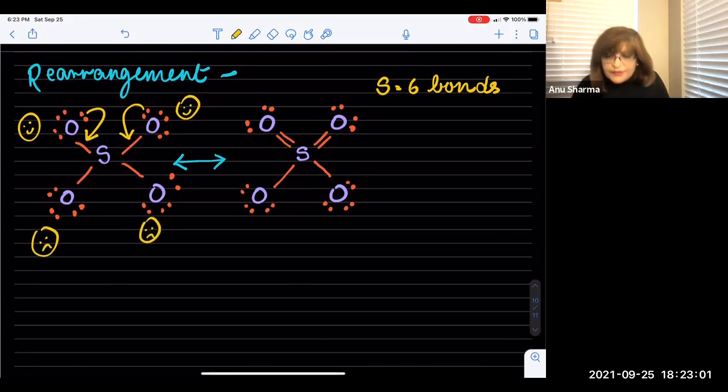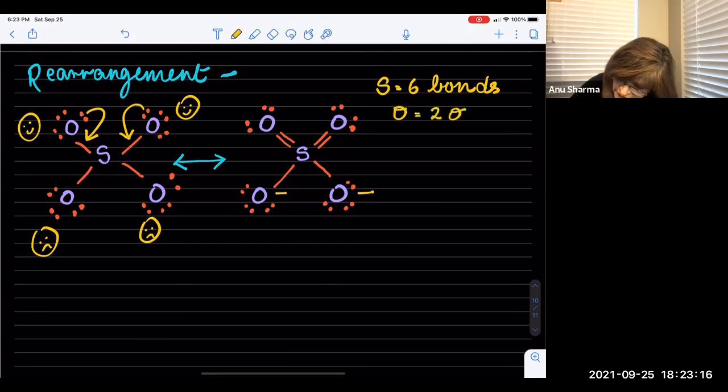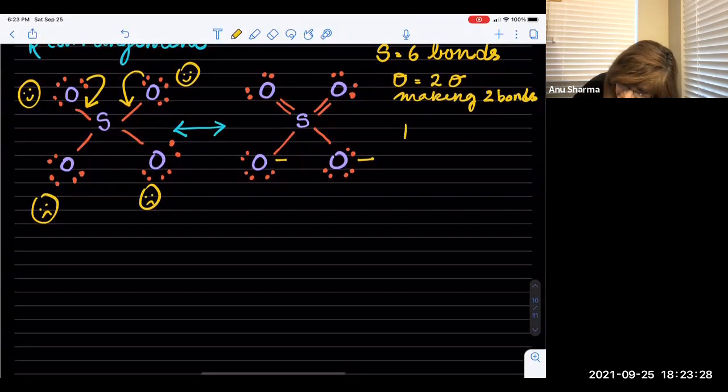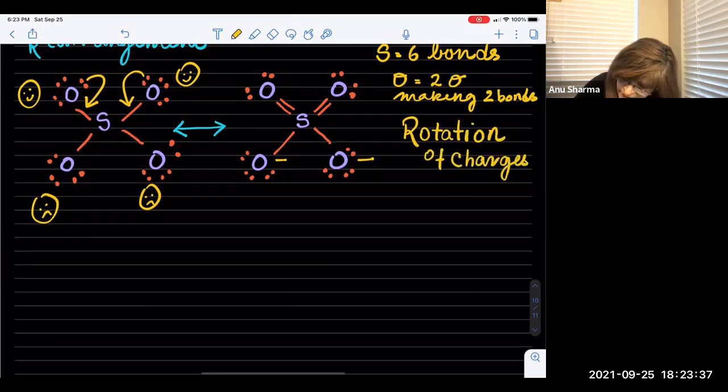So how do you show their unhappiness? By bringing in the charges. So that unhappiness is represented, and they have to bear the charge. The upper two oxygens are making two bonds, so at least two oxygens making two bonds. Now, in order to keep the other guys happy, there has to be the rotation of charges and the double bond. Rotation of charges and double bonds. And that means that everyone has to take turns.